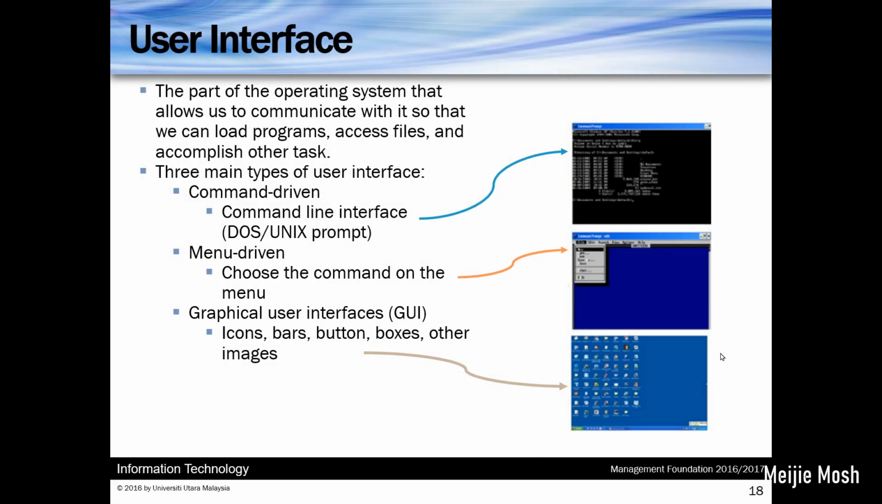A user interface is the part of the operating system that allows us to communicate with it so that we can load programs, we can access files, and accomplish other tasks. So there are three main types of user interface. Command driven, which is using the command line interface, for example like DOS or Unix prompts.